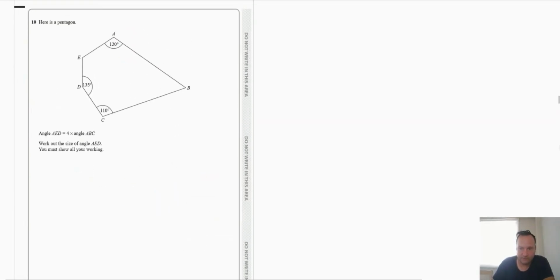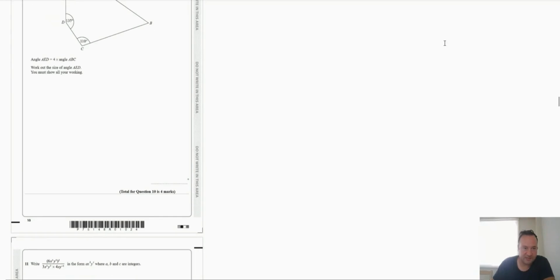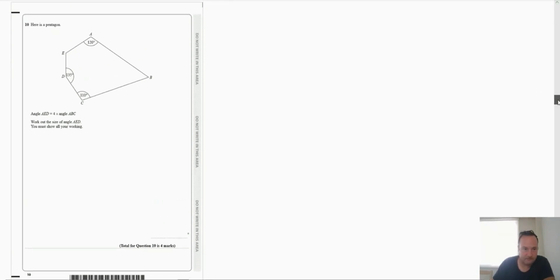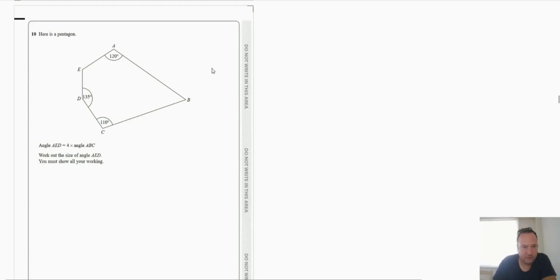Question number 10. This question's 4 marks. So it says here is a pentagon. We've got angle ADE, which is 4 times angle ABC. And we're asked to work out the size of the angle AED. So let's have a look at this. The best thing to do here is to actually represent these angles as variables. So AED means that we go from A to E to D. So we always go over the middle letter, which is over here.